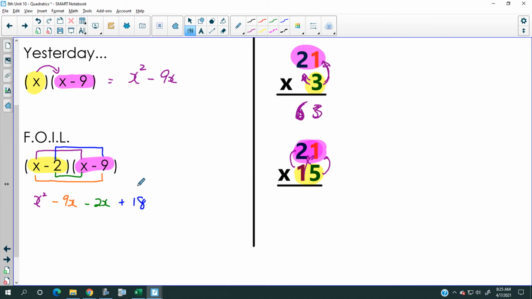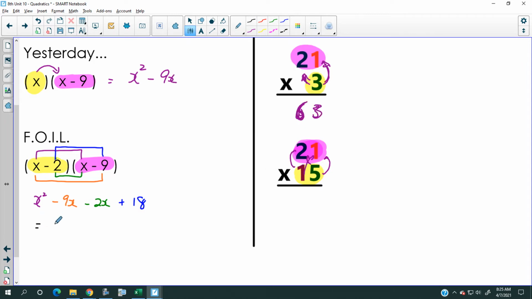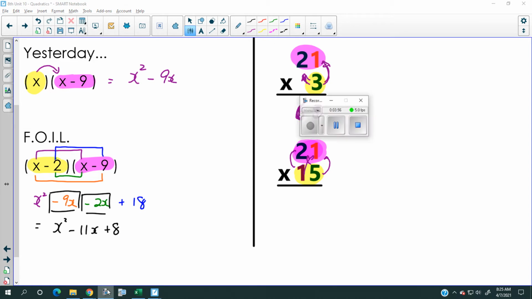All right, so I hope that analogy helps. Now we're going to combine like terms and whatnot. So rewrite that. Now this is x squared, that's by itself. Same family, so that's negative 11x plus 18. All right, let me just make sure I'm still recording. All right, okay, and that's it. And this is in standard form already, so that's nice.